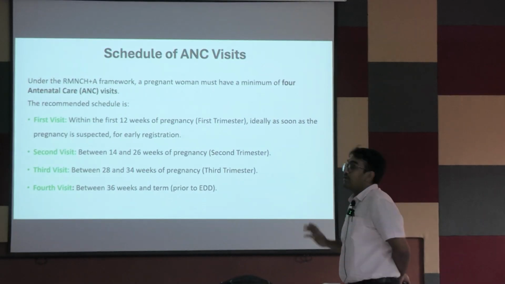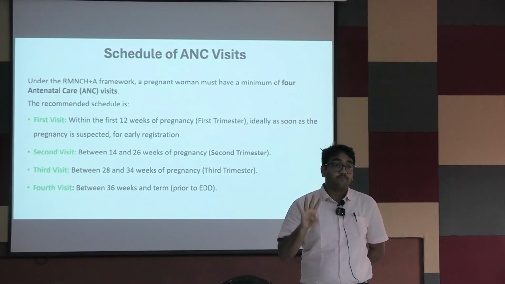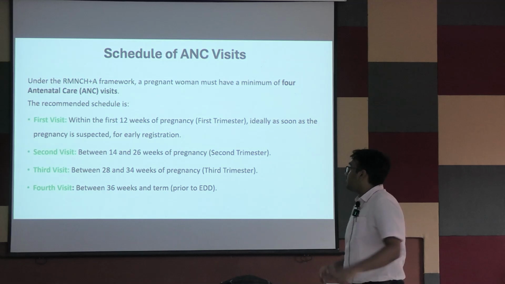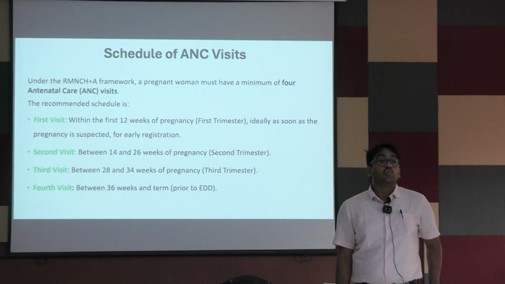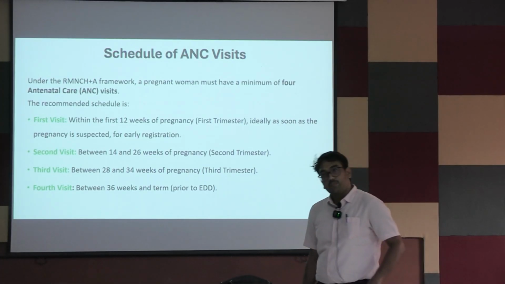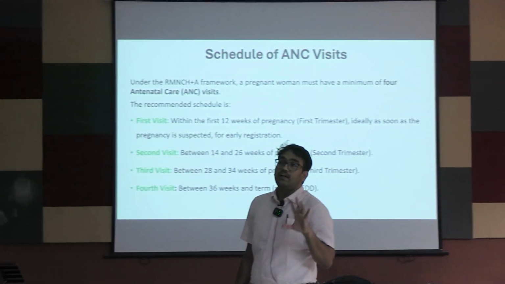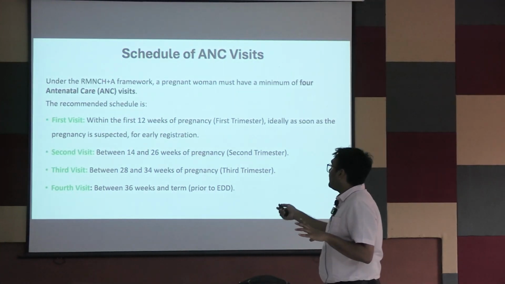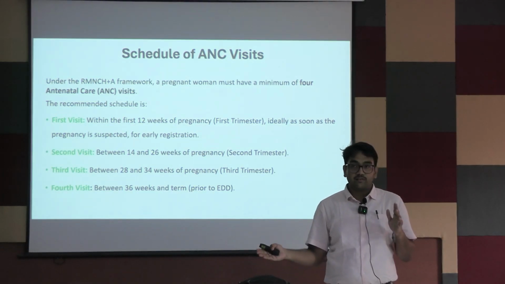Under the RMNCHA framework, the national government mandates at least 4 antenatal checkups. And what is the timing of those checkups? The first checkup, which is the checkup for registration of the pregnancy, should occur within the first trimester, which is within the first 12 weeks of the pregnancy. So every pregnancy must be registered and must have the first antenatal checkup within the first 12 weeks, followed by the second visit, in the second trimester, between 14 and 26 weeks.